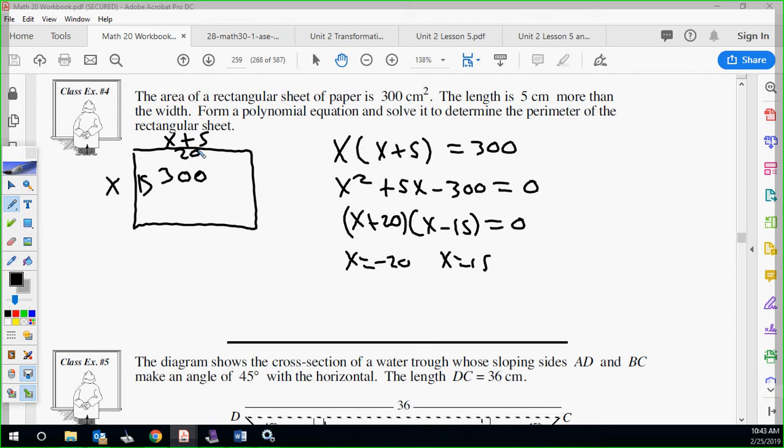Okay, the question does say to find the perimeter, though. If you didn't see that, we are not quite done yet. We just know we have to add up all the sides now. So the perimeter, 15 plus 15 is 30. The perimeter is 70 centimeters.